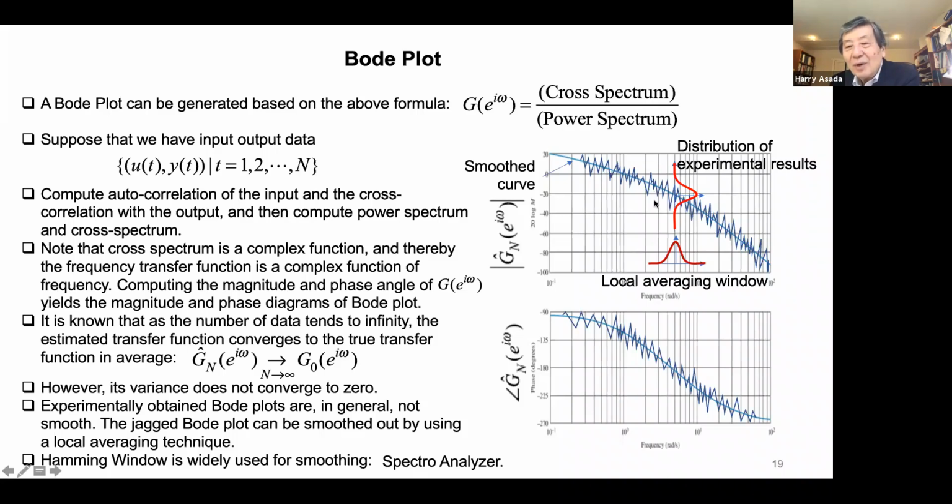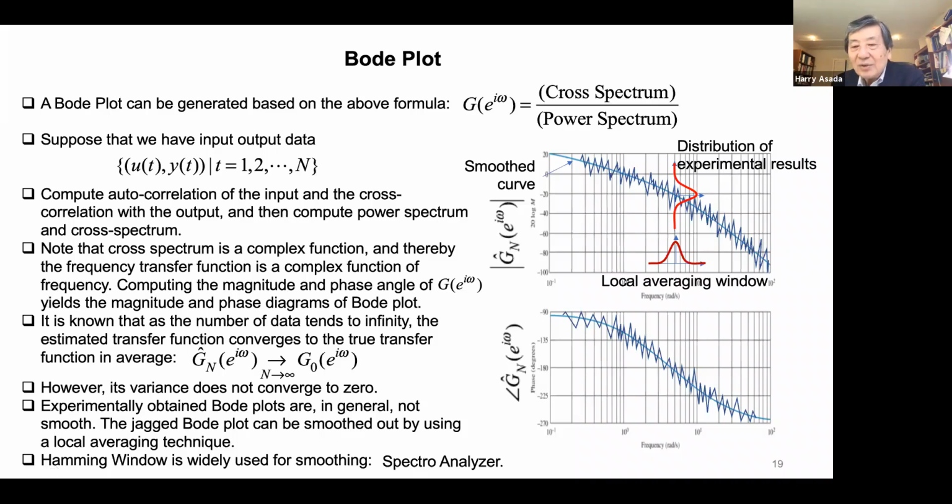So even with one experiment, if you take some clever averaging within some shorter time and frequency window over here, you can get a pretty smooth curve, as shown by this solid blue curve here.